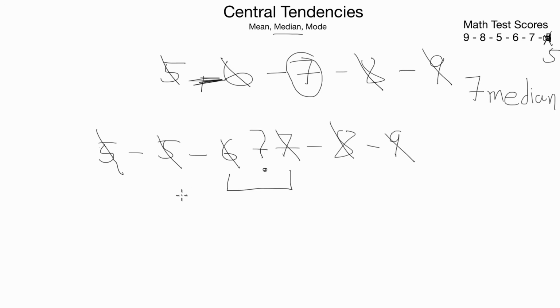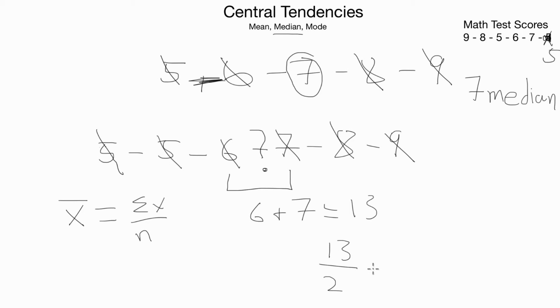Now remember, the mean is the sum of x divided by n. So the sum of scores divided by the frequency of scores, or the number of scores. So 6 plus 7 equals 13. 13 divided by 2 equals 6.5. So our median here is 6.5.